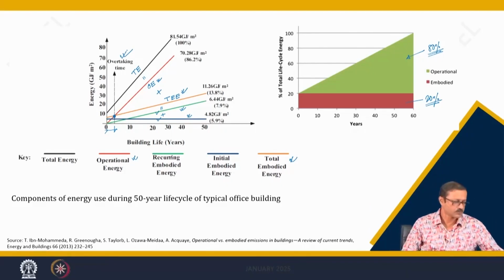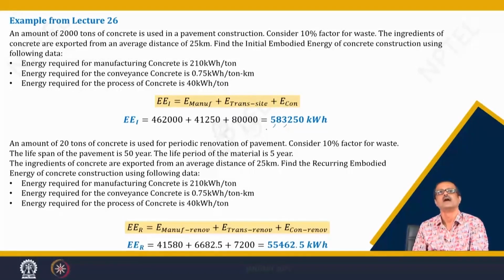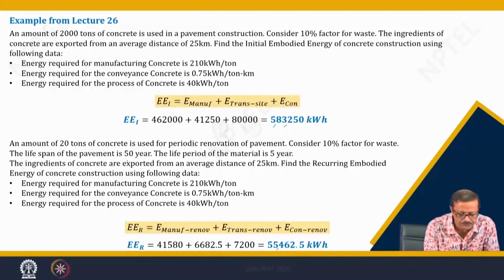So, based on this fundamental concept, let us discuss this problem. This problem is already explained in lecture number 26. You can go back and see it. If you remember, we discussed two parts in that lecture. With this data we found the EEI, the initial embodied energy, which is something like 5,83,000, and in that problem we also calculated the recurring energy, which is 55,000 something. But if you remember, it has a 50 years life period and 5 years of material life.